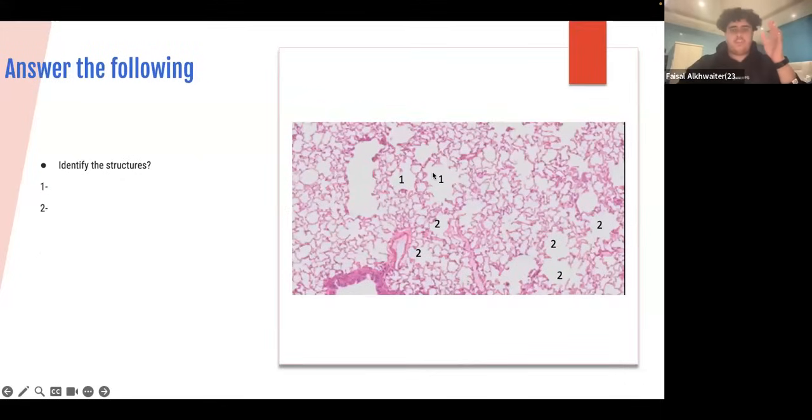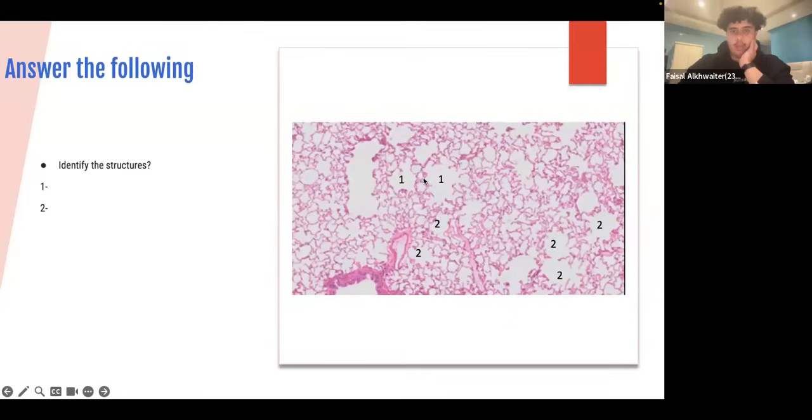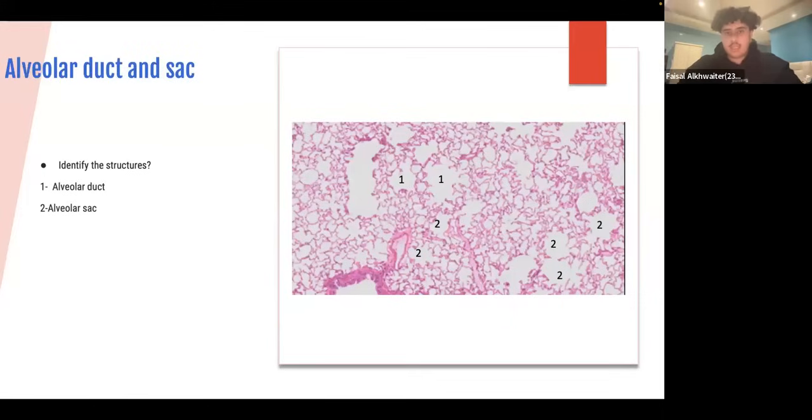So what are the following? 1 and 2, it's something bigger becoming something smaller, as you can see here. 1, 2. Can someone tell me? 1 I think is a bronchiole, while 2 is an alveolar sac. Well, 1 is an alveolar duct and 2 is a sac.